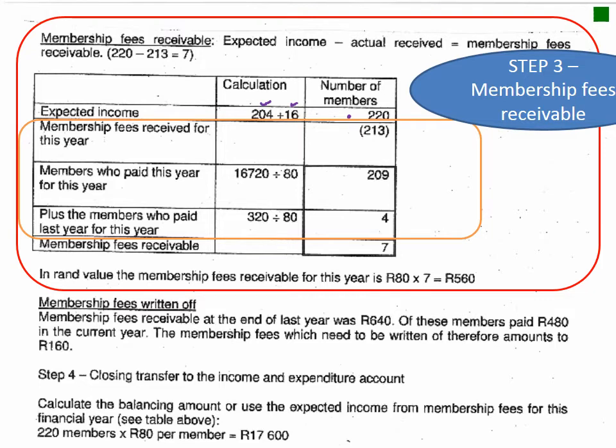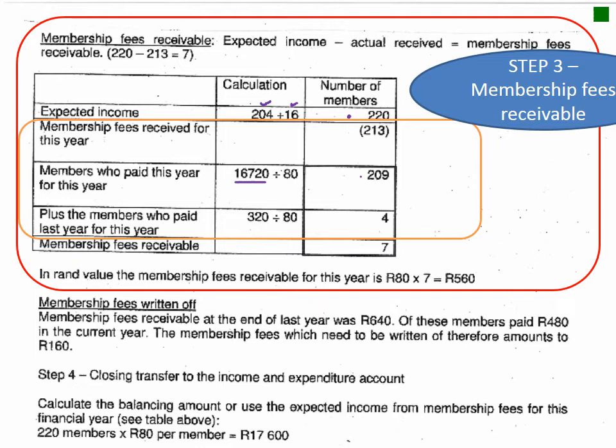We're now going to look at how much money we actually received from the 220 members during the year. So we're going to look at the members who paid this year for this year. This 16,720 came from the statement of receipts and payments. I'll show you now. That's the amount we received in the current year for the current year's membership fees. If you divide that by 80 Rand, it means 209 members paid their membership fees for this year.